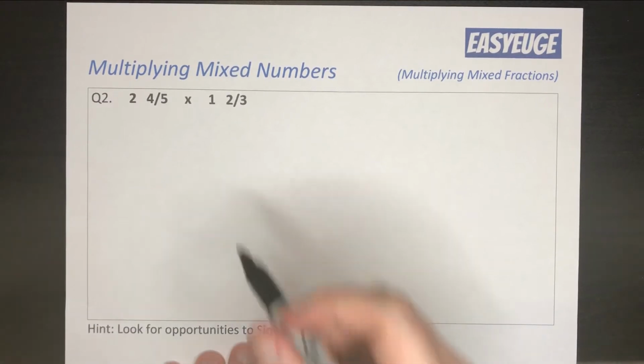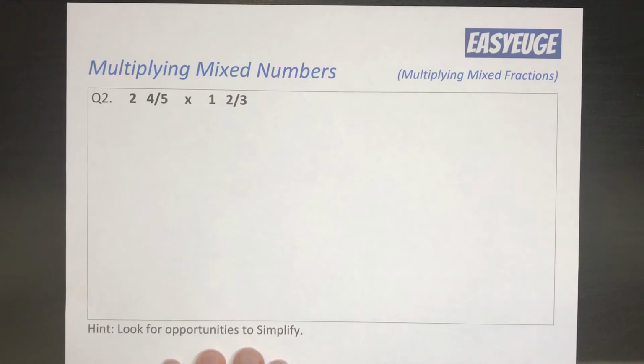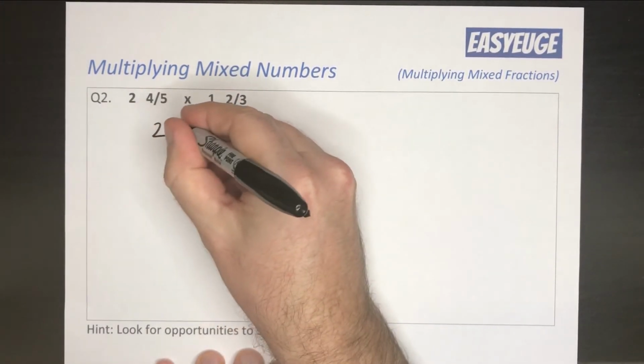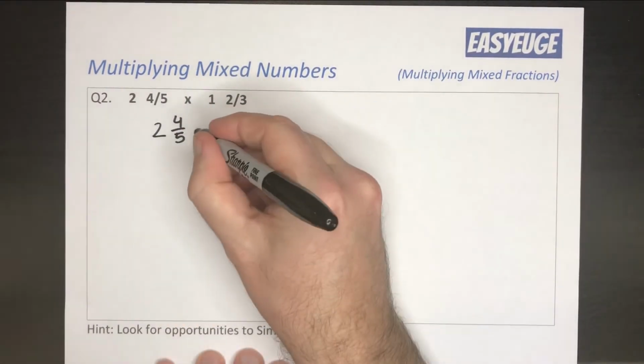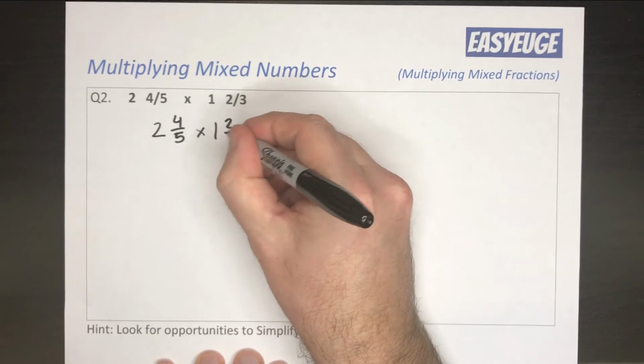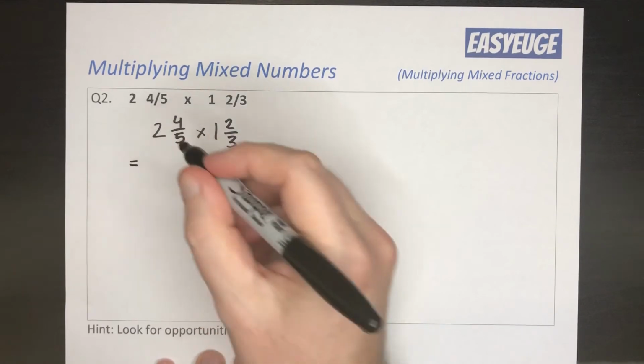Question 2 is 2 4/5 multiplied by 1 2/3. So let me show you what we're going to cover in this example. Let's start by writing it down again. 2 4/5 multiplied by 1 2/3. So as always, when multiplying mixed numbers, the first step is to convert the mixed numbers into fractions. So let's do that.